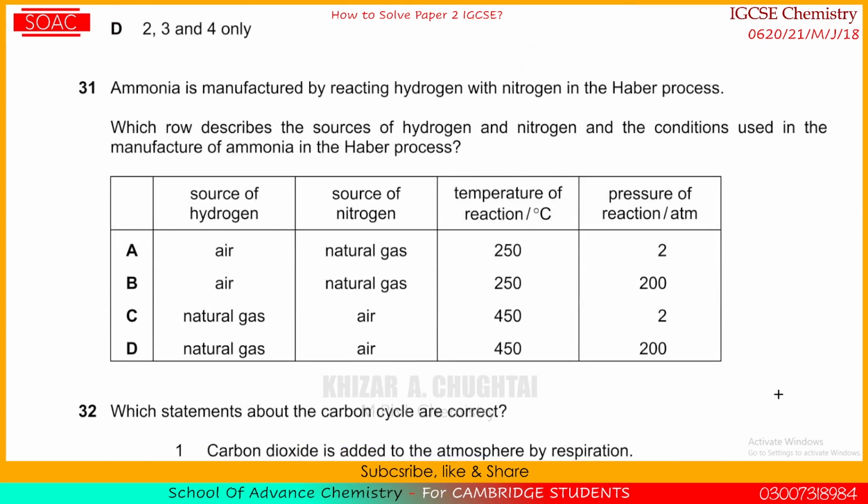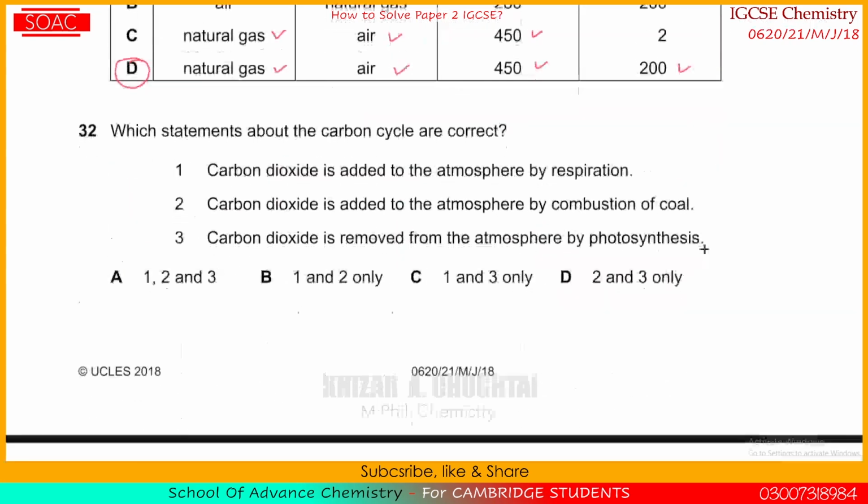31. Ammonia is manufactured by reacting hydrogen and nitrogen in the Haber process. Which row describes the source of hydrogen and nitrogen and the conditions used in the manufacturing of ammonia in the Haber process? Source of hydrogen, that is natural gas. Source of nitrogen, air. Temperature 450. Pressure 200. So the last row, D, is the correct option.